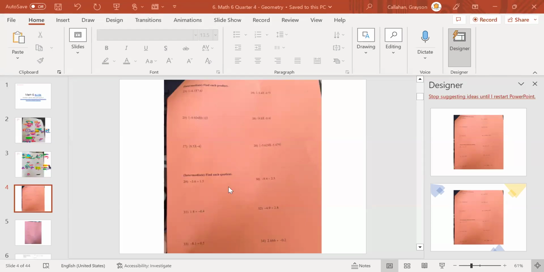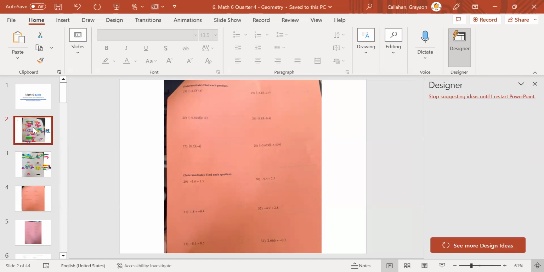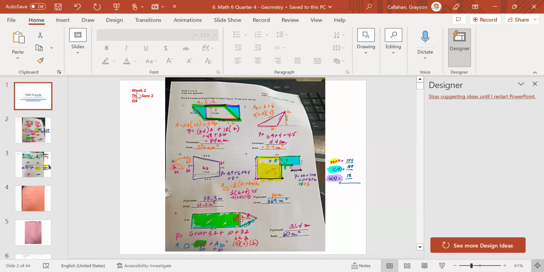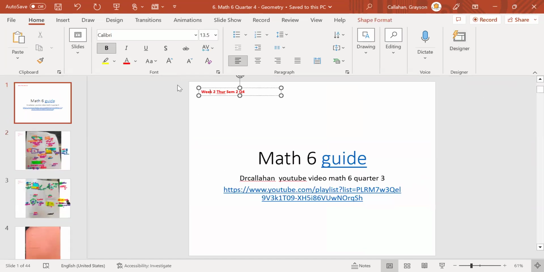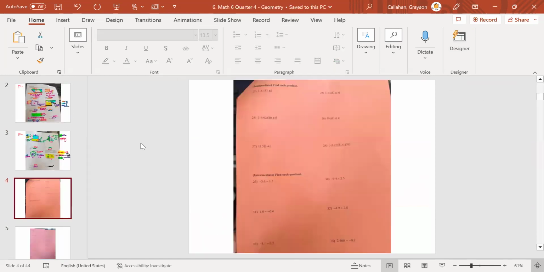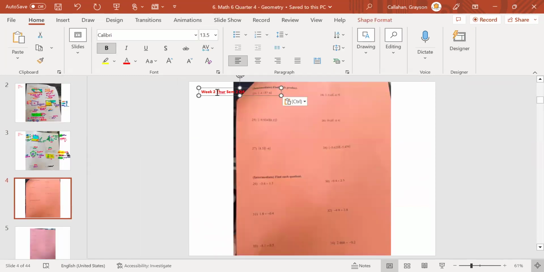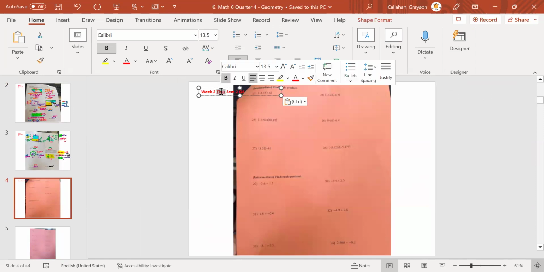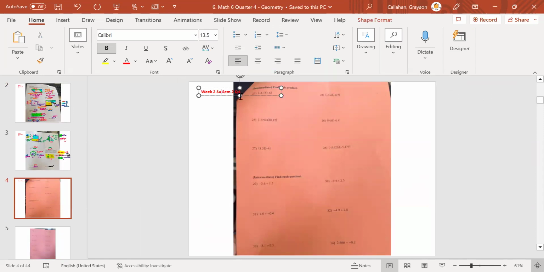Okay, so this is week 2, Sunday on studying for SBAC. And this is the last 2 pages of the worksheet for quarter 4.